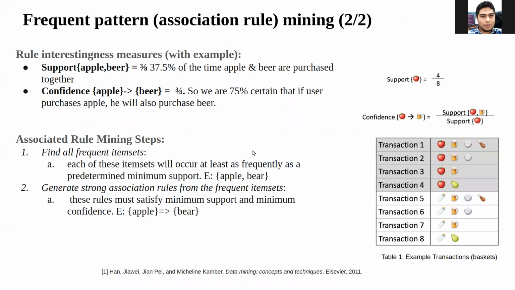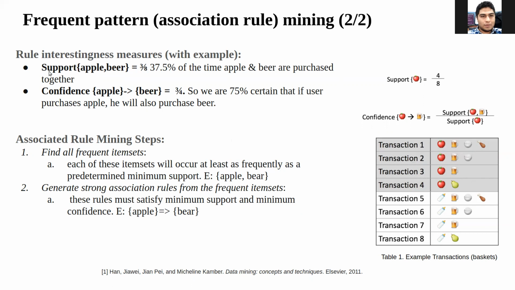More formally, to find the interesting measure, because there could be many item sets, right? If you see this example, apple and beer could be one item set, apple and rice or apple and meat could be another item set. But there would be so many. To find the interesting ones, there are two metrics widely used, support and confidence.